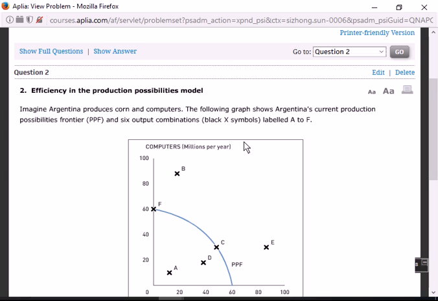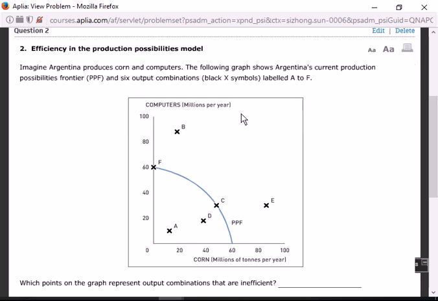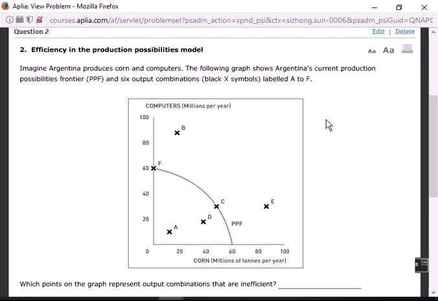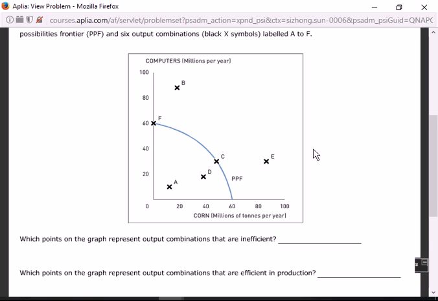Efficiency and the production possibilities model. Imagine Argentina produces corn and computers, 2 products. The following graph shows Argentina's current production possibility frontier and 6 output combinations, from A to F. Which points on the graph represent output combinations that are inefficient? If they are inefficient, that means given the resource endowment that Argentina has, it is not doing as well as it should be.